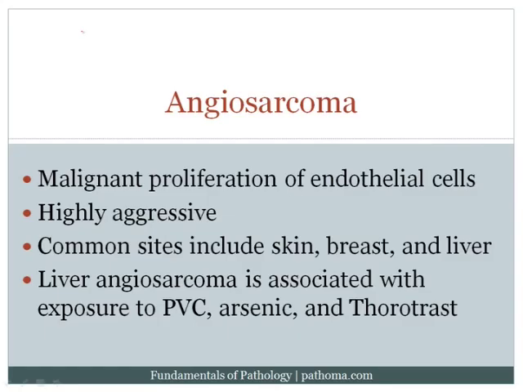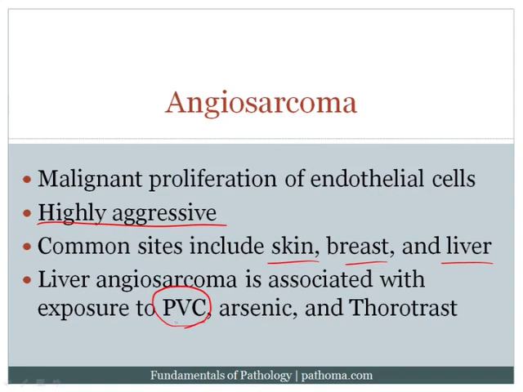Now, the next tumor is angiosarcoma. Angio refers to blood vessel, and sarcoma would imply that it's a malignant mesenchymal tumor. So this is a malignant proliferation of endothelial cells. Remember that the endothelial cells are the cells that line the blood vessel. Highly aggressive, can occur in multiple sites, such as the skin, the breast, and the liver, and very important to know that liver angiosarcoma is associated with exposure to PVC. That's an association that was made decades ago.